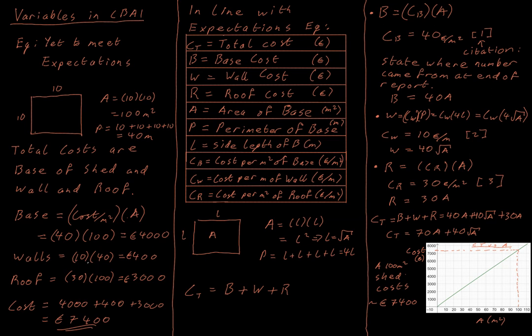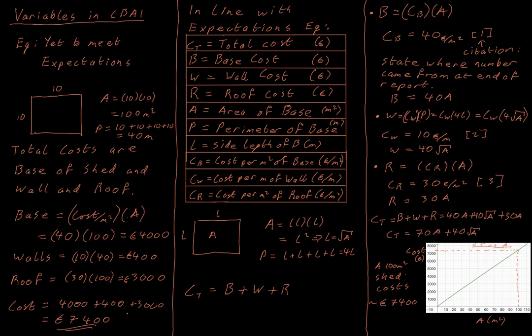The walls are 10 euro a meter, and I know I have 40 meters for my perimeter. So I am going to end up with 400 euro for my walls. And then for my roof, I am going to have 30 euro per square meter. Compared to the base of the shed, the area of the base is 100, so I end up with 3,000 euro. So my cost is 4,000 plus 400 plus 3,000, which ends up being 7,400 euro.